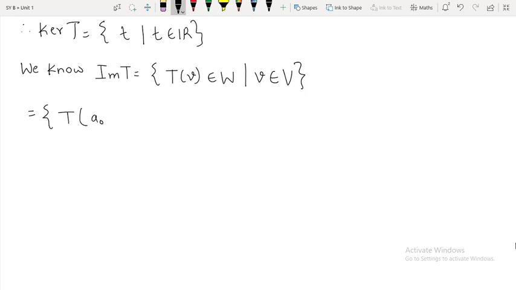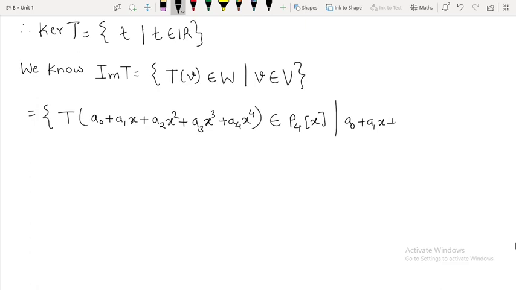Which value are we going to use? This one, right? a0 plus a1x plus a2x square plus a3x cube plus a4x raised to 4 belonging to P4 of x, such that this is our v: a0 plus a1x plus a2x square plus a3x cube plus a4x raised to 4 belonging to P4 of x, right, which is further equal to the set of all.